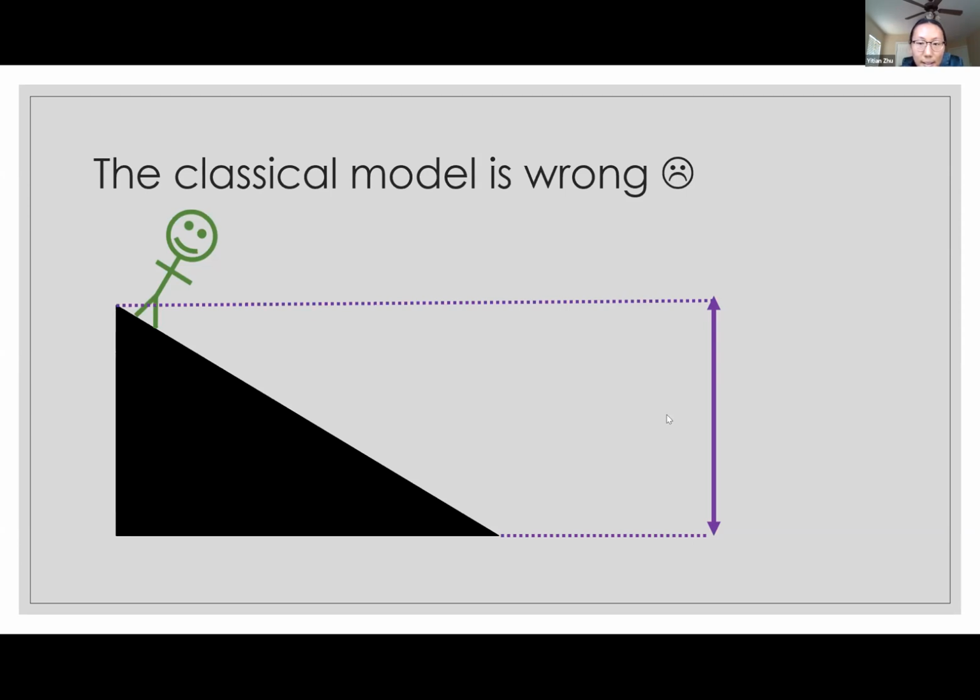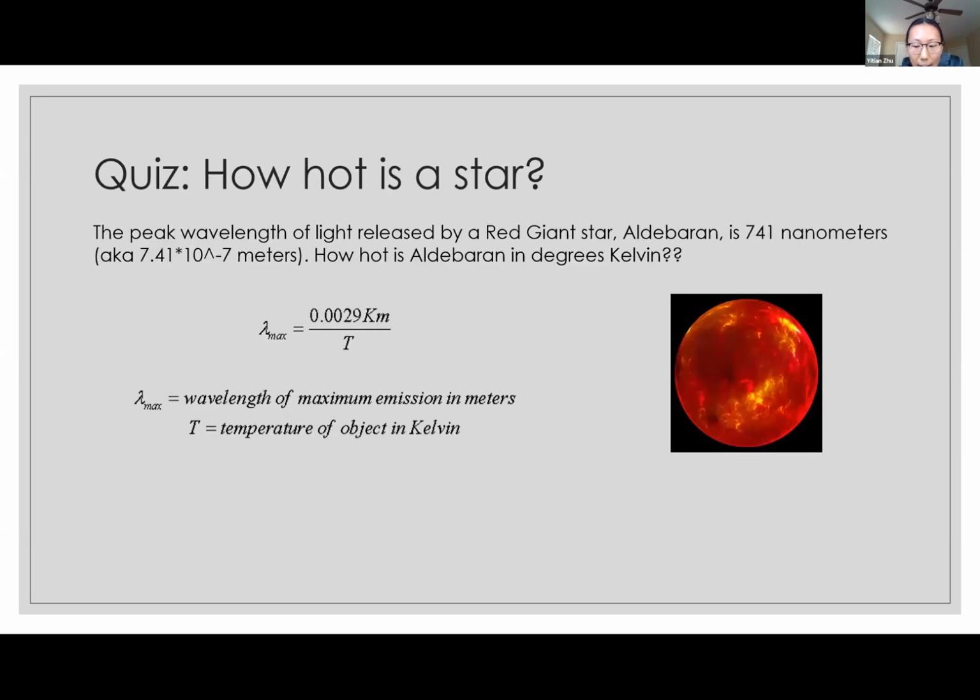Great. So finally, we're going to have another practice problem. How hot is this star? The peak wavelength of light released by this red giant star, Aldebaran, is 741 nanometers. So how hot is it in degrees Kelvin? I'm going to open up the chat for you guys to submit your answers. I think somebody already got the answer, maybe?